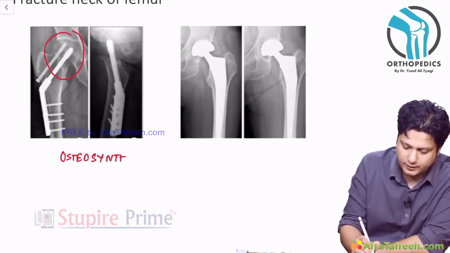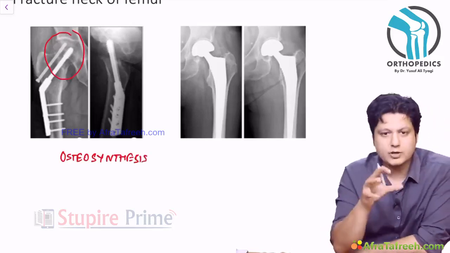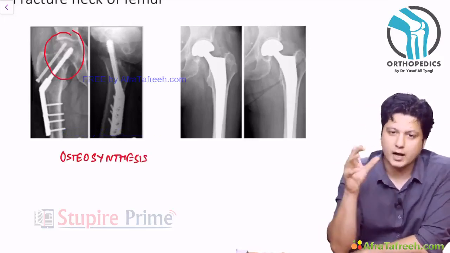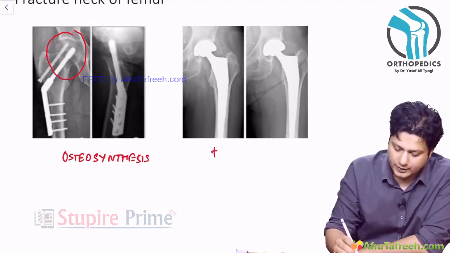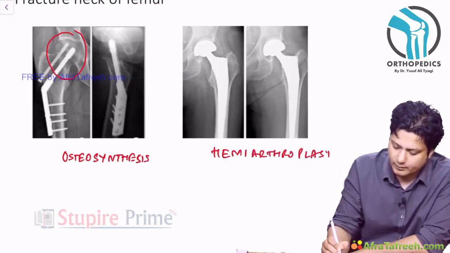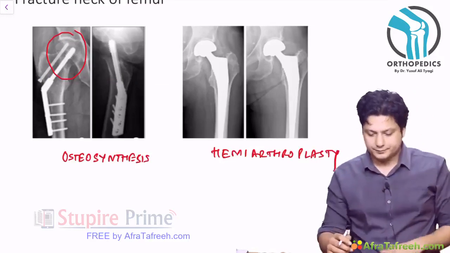That is achieved by osteosynthesis. That means you are fixing the fractures. And another way of management is you just replace that fractured head as well as the neck region, and you are fitting an artificial implant, that means a prosthesis inside, and this is known as hemiarthroplasty. Half of the hip you are replacing. So hemiarthroplasty. These are the two methods of the management.